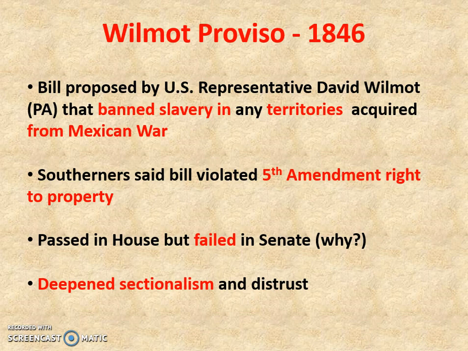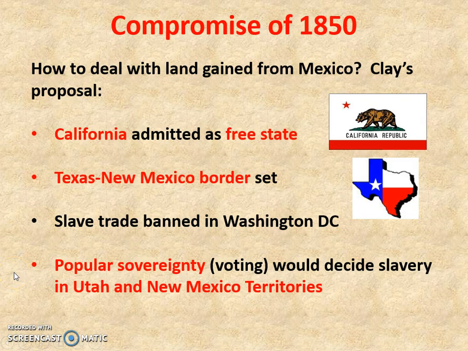So the Wilmot Proviso passed in the House, but it failed in the Senate. And why? Like we said, the Senate has balance between free and slave states, so that free and slave states could block each other's actions on slavery. But the Wilmot Proviso, while it did not become law, did deepen the sectionalism and distrust between the two regions. The next major act of Congress involving sectionalism and the spread of slavery was the Compromise of 1850.